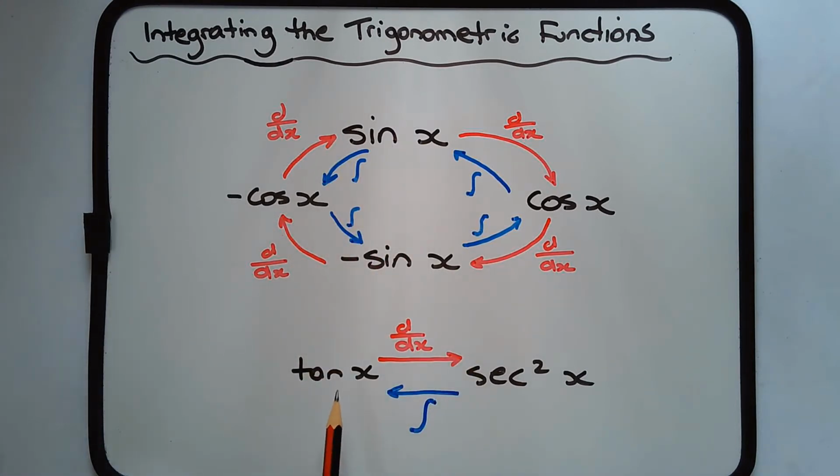Now the relationship between tan x and sec² x is not circular. In fact, it's linear. So starting with tan x, the first derivative of tan x is sec² x. Going backwards, the integral of sec² x is tan x.